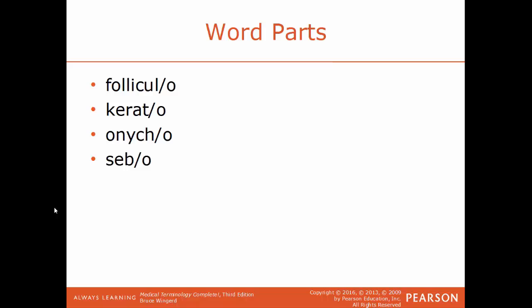Kerato is a reference to a very hard, tough tissue. The skin becomes keratinized, that's why it's become so tough and so waterproof. The next one, onycho, is a reference to the nail, either the toenails or the fingernails. It could mean either or. And the last one, seb or sebo, is a reference to oil. Now, your sebaceous glands are glands that produce the oil that makes your hair oily.